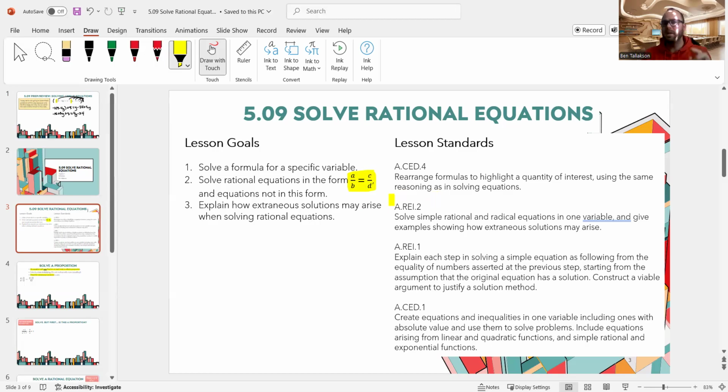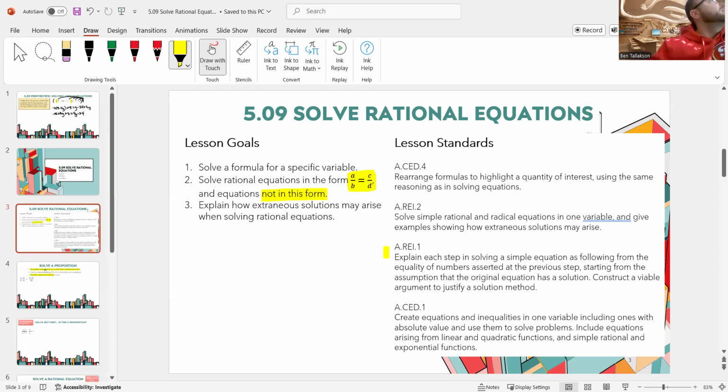Okay? But other times, you're going to have situations where you have rational equations that are not in this form. There's not just one fraction on each side. And you're going to know how to solve both very soon.